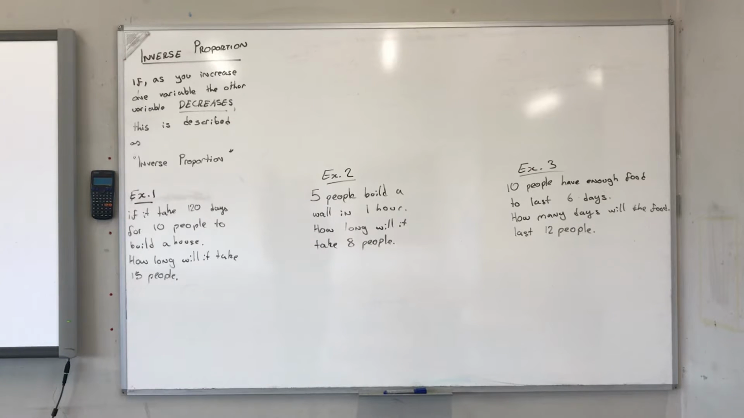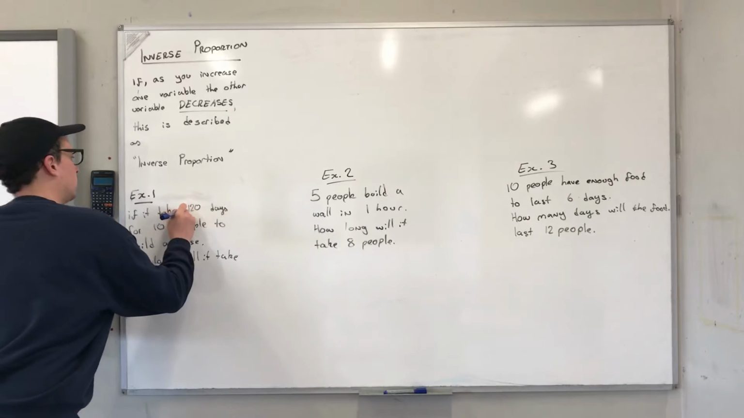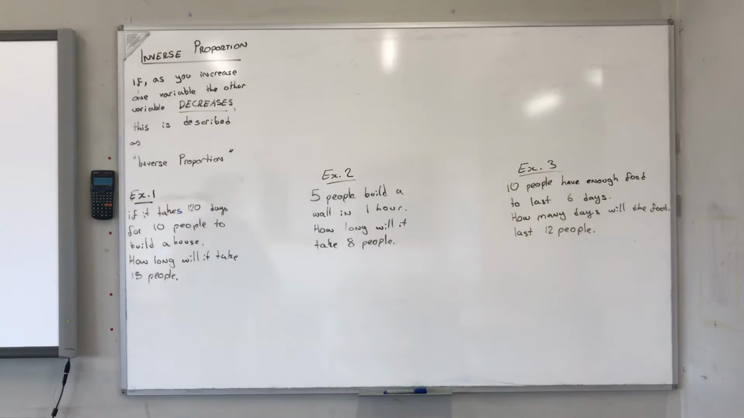So let's look at example one. If it takes 120 days for 10 people to build a house, how long will it take 15 people? Well, if you think about that, it should take more people less time. Okay? So that should mean we're dealing with inverse proportion.